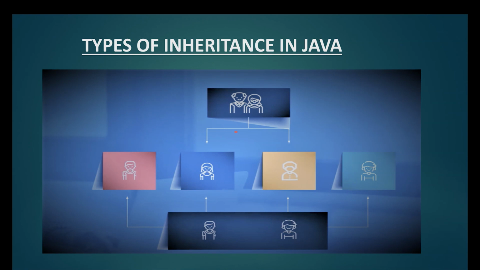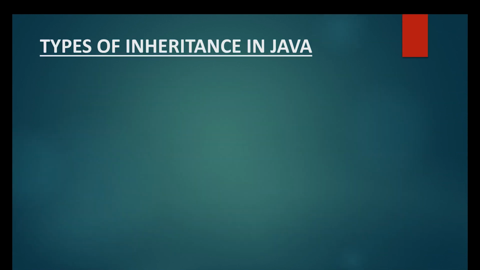So, as we promised in the last session, we will be coming up with a session on the types of inheritance in Java. So, let's jump straight to the topic, that is types of inheritance in Java. Now, to discuss types of inheritance in Java, there are many types available. First one is inheritance, which is also called simple inheritance.